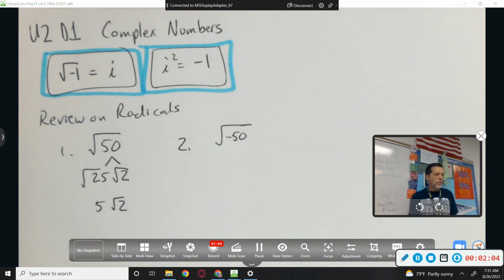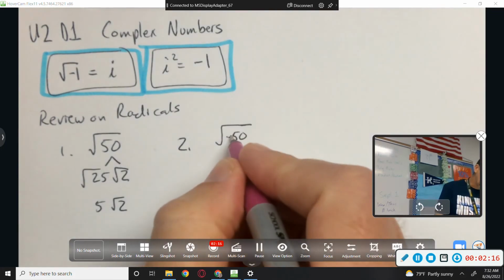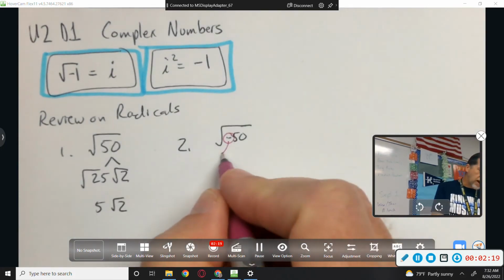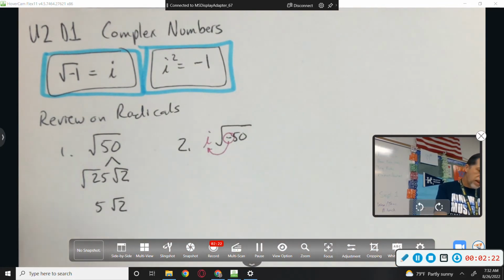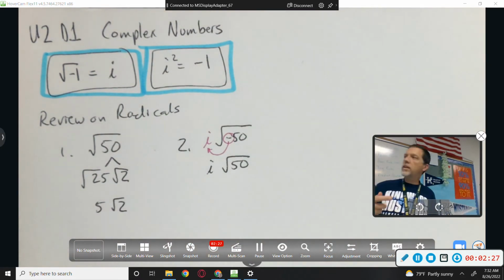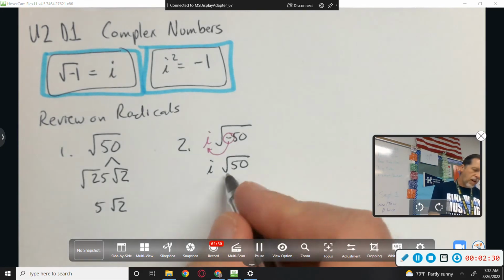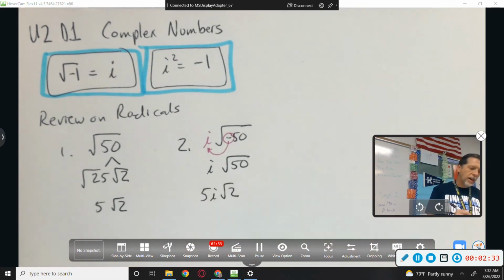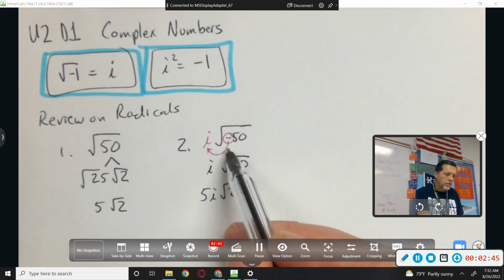But what about the square root of -50? How do we handle that? I would add an extra step in here. I would take the negative out as an I. So you got I square root 50. And then it's the same one we just did. 5 square root of 2, but there's an I in there. 5i square root of 2. So that's one of the new, I hesitate to use the word new, you've seen it before, new to us this year. Square root of -1 is I.